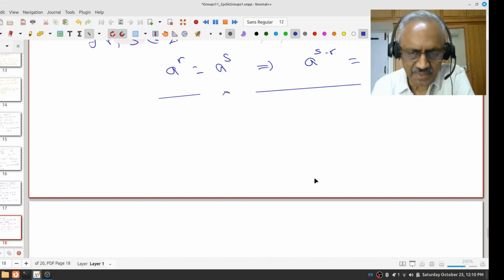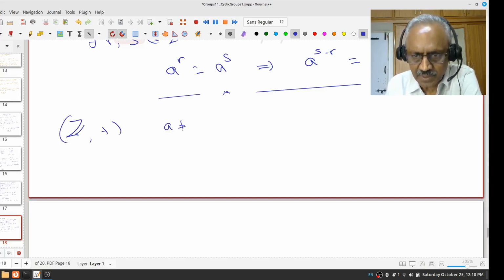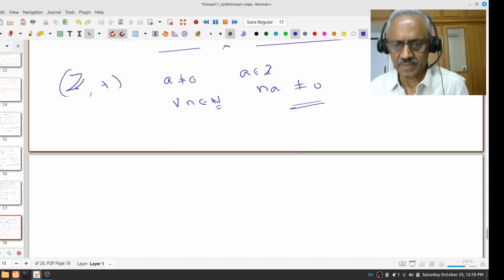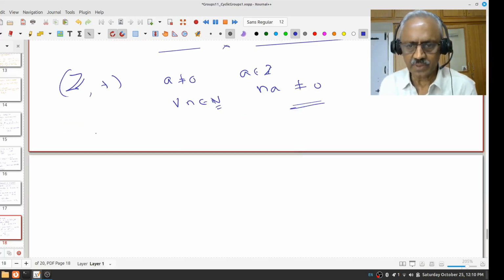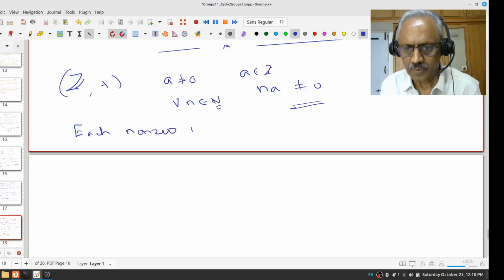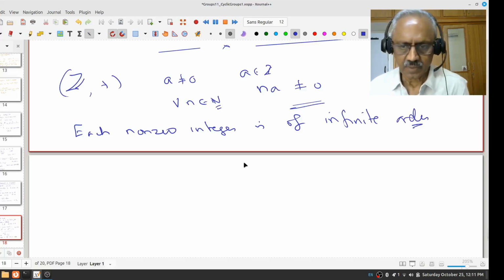Is that definition clear? Whereas in the case of Z under addition, start with any non-zero element a in Z, a not equal to 0. Then n times a is not different from 0 for every natural number n. Therefore, each non-zero element is of infinite order.